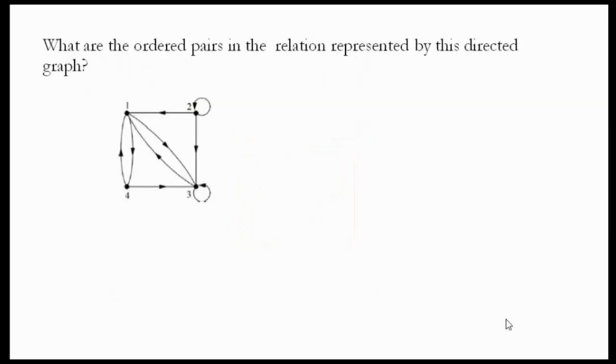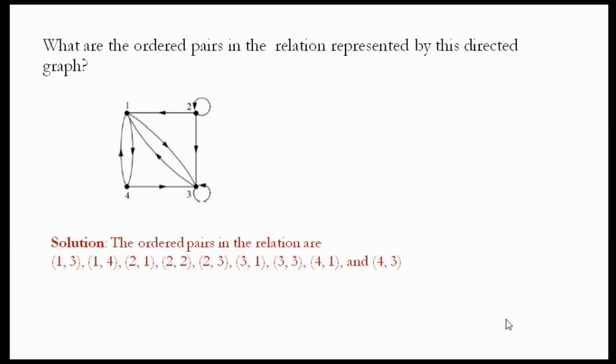So what are the ordered pairs in the relation represented by the digraph? First you start with 1. So from 1, what are the paths that are there? 1 to 4 is there, 4 to 1 is there, and 2 to 1, 2 to 2, and 1 to 3, 3 to 1, 4 to 3, 3 to 3, and 2 to 3. These are the ordered pairs that you can form via this particular graph.